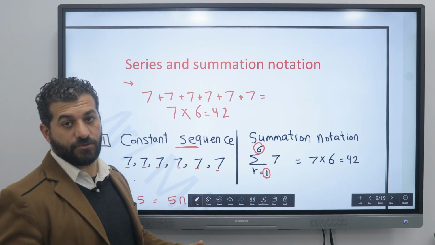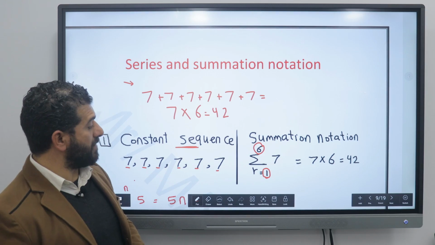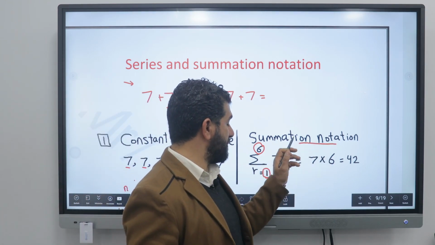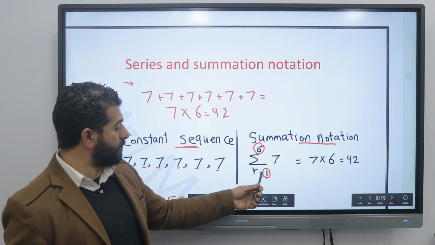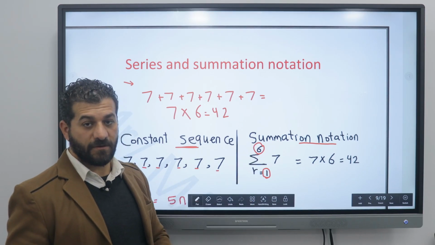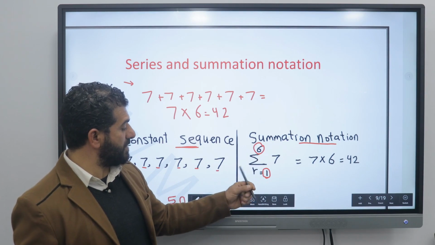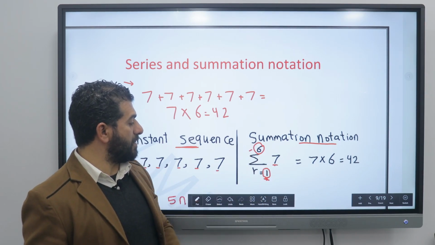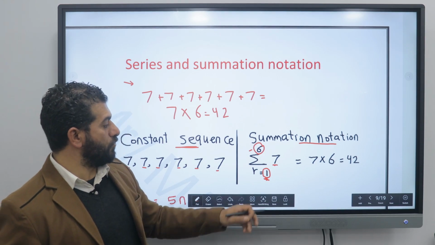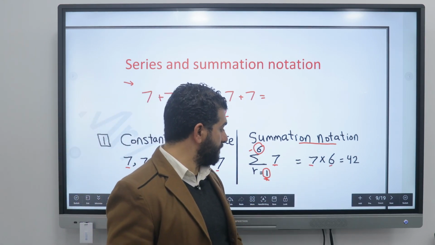Because they are related to each other. So what is the summation notation again? It's the sum of all terms of a sequence. We have r from 1 to 6, that means from the first term to the sixth term, and all terms are 7s. So you will multiply 7 times 6.